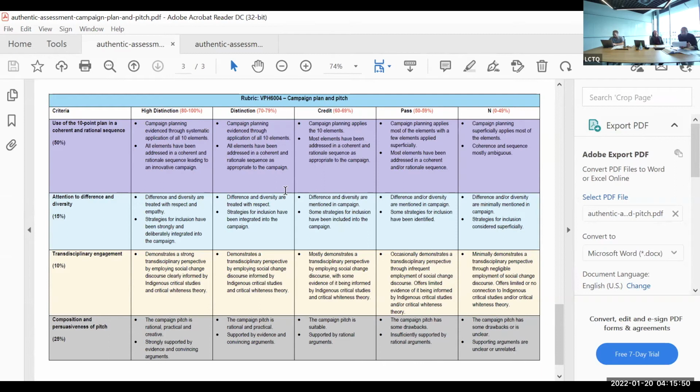In the second one, attention to difference and diversity, the first bullet point: difference and diversity are treated with respect and empathy. And I wonder if that was worth a comment in terms of specialization. Yeah, in terms of the criteria in the rubric, they are quite strongly SR rather than ER. So the second one on the left there, attention to difference and diversity. Yeah, I would agree with that in general.